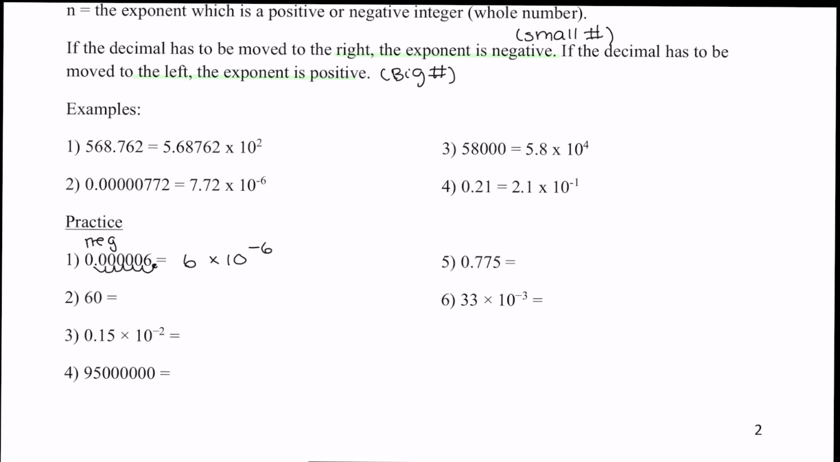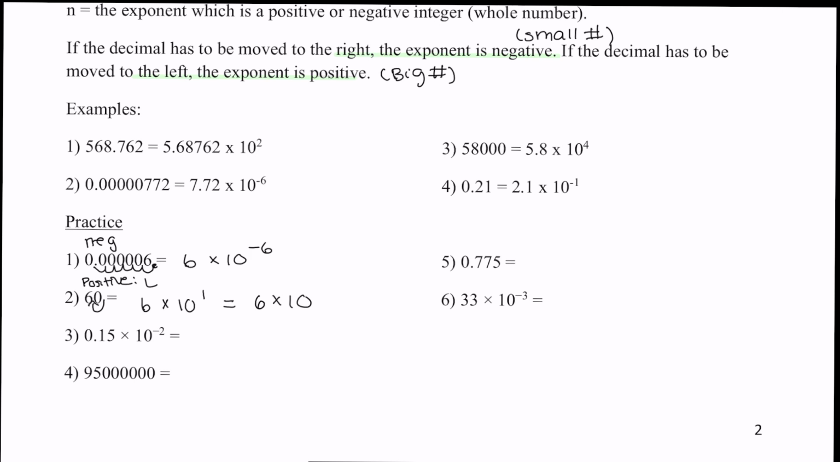This one, it's a big number, so it's going to be a positive exponent. So you have to move it to the left. I only move it once. The integer is still 6, and the exponent will be 1. Or another way to just write this, it's 6 times 10.